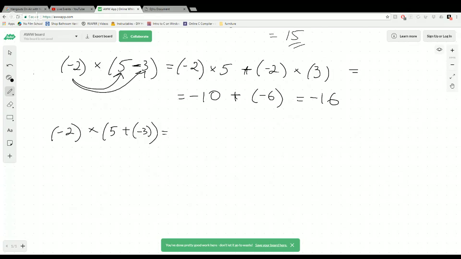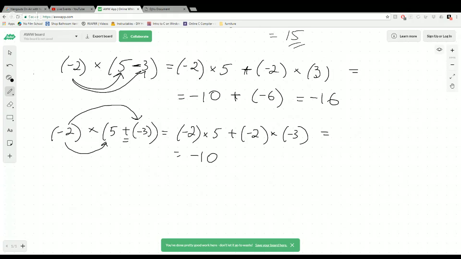Now I apply my distributive property. So negative 2 times 5 plus, now I see that plus sign, negative 2 times, and here it is. Here was the problem, times negative 3, not positive 3. This is not a 3, it's a minus 3. You can't just disregard that negative sign. So we get negative 2 times 5, which is negative 10. Now, negative times negative is positive, so we get positive 6. And the answer is, of course, negative 4, not negative 16.